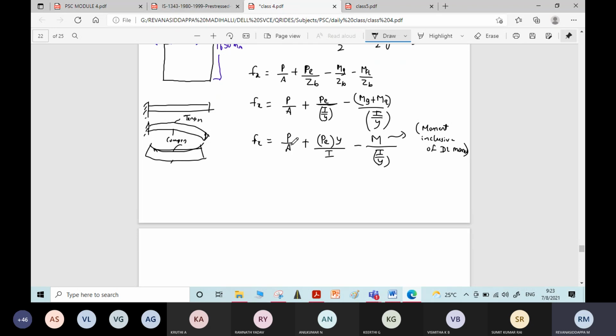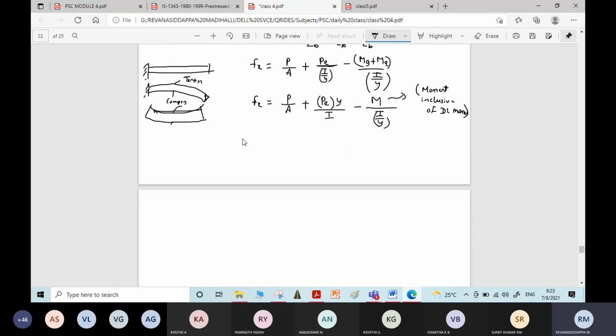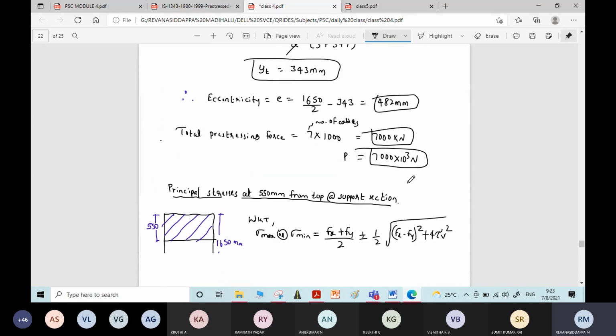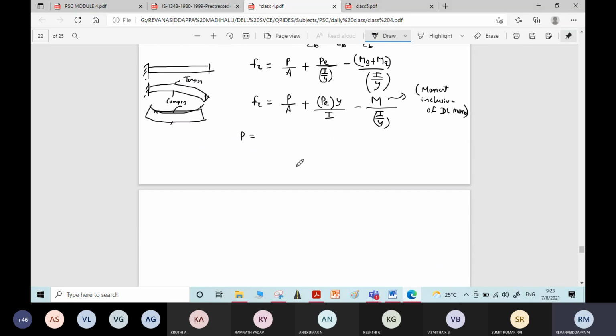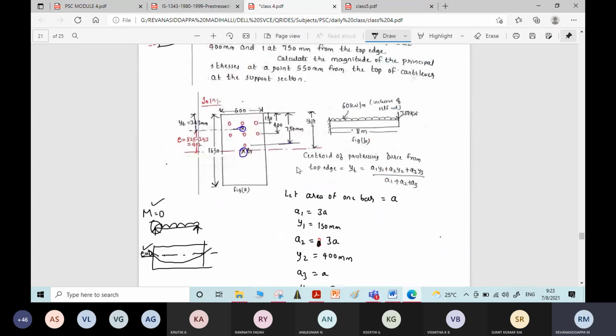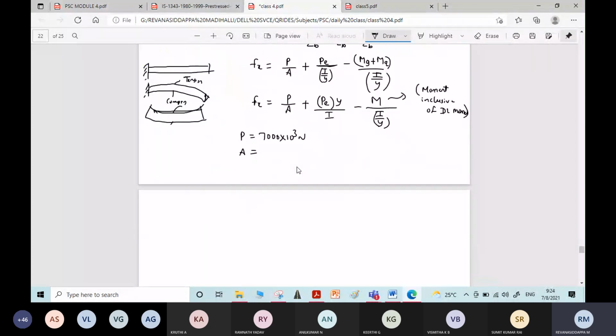Now the pre-stressing force P is known, then the area of cross section is known. You find them one by one. Pre-stressing force P, we have calculated, there are 7 cables carrying 1000 kilonewton each. 7000 kilonewton is the pre-stressing force, which you write as 7000 into 10 power 3 Newton. Then the area of cross section: the width is 600 and depth is 1650, so 600 into 1650 is the area.